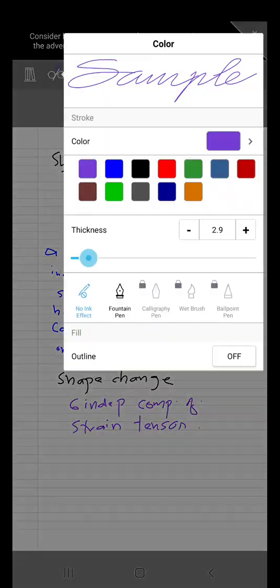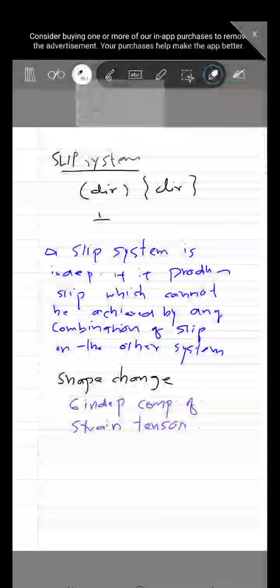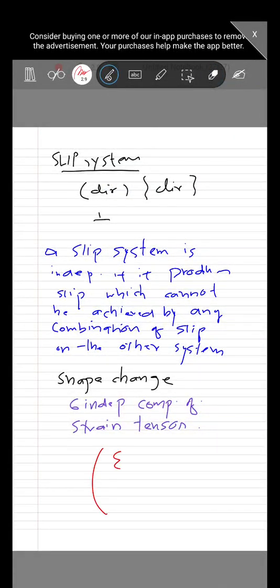That means we have XX, YY, ZZ, and we have XY, XZ. This is again YX, this is YZ, this is ZX, and this is ZY.